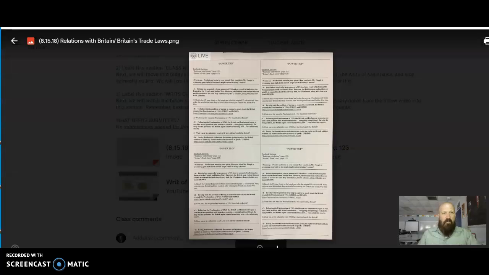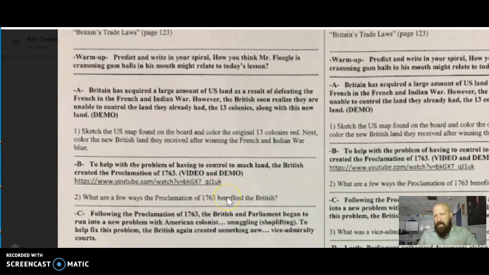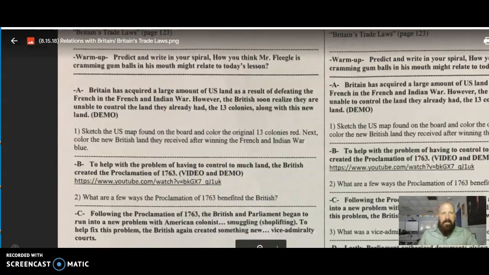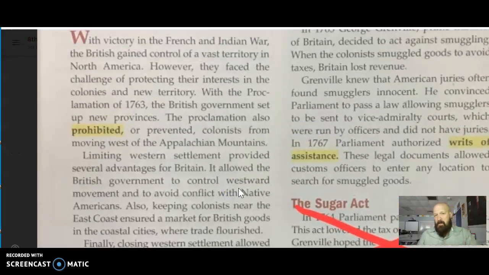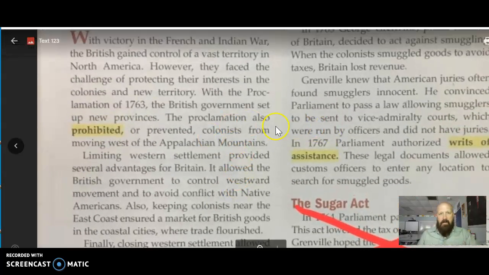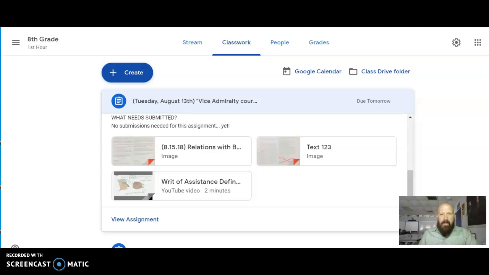When you click on one, it has our class notes, our guide that we followed today in class. A second thing is the actual textbook, so you don't really need to take your textbook home. This is the part that we're responsible for today. And then lastly, we watched a short video over the writs of assistance. So that was kind of our day.